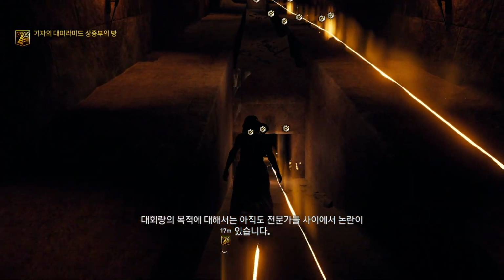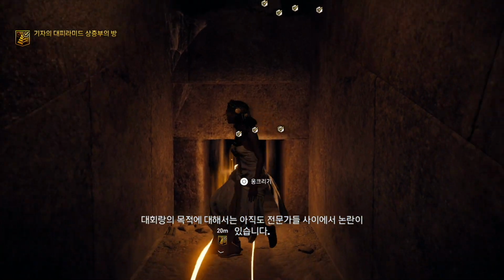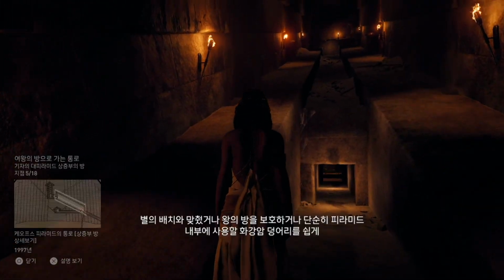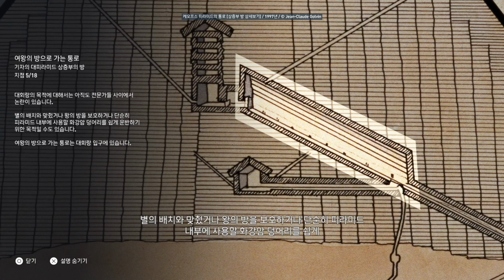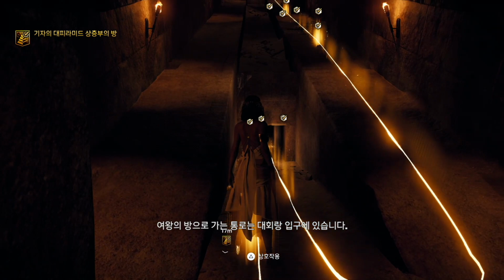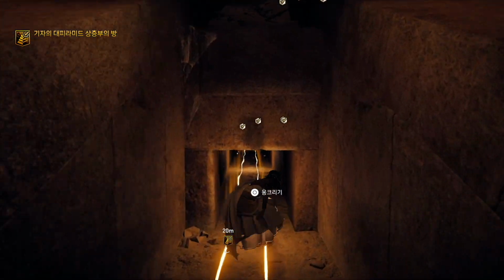The Grand Gallery's purpose is still debated among experts. It may have been intended to align with the stars, act as a buffer to protect the king's chamber, or simply to facilitate the transport of the granite blocks used inside the pyramid. Access to the Queen's chamber was at the beginning of the Grand Gallery.